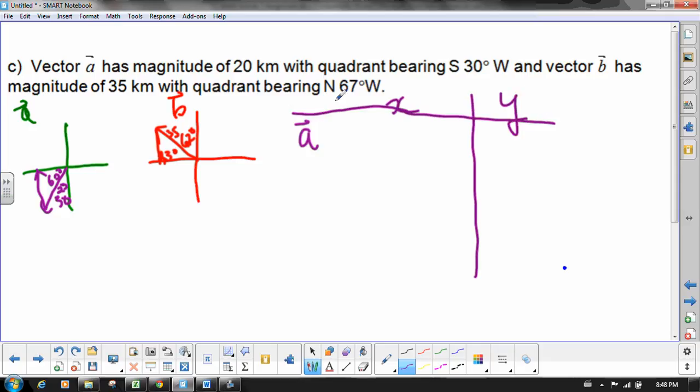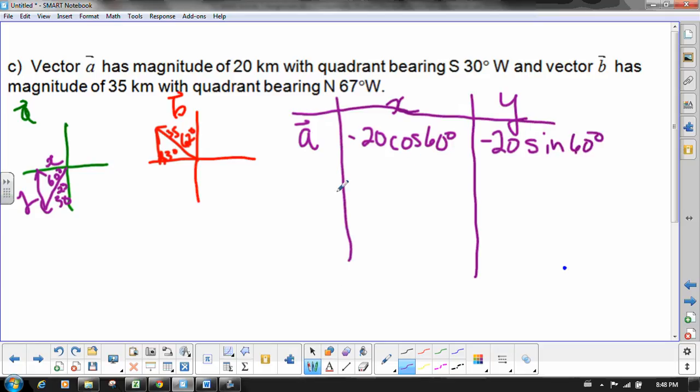So for vector A, I'm going to have an x component and a y component. Let's pretend that's straight. All right, so the x component is right here. I know that cosine is going to give me the adjacent, and I know that it's going to be negative right there, so I'm going to have negative 20 cosine of 60 degrees. The y component is going to be down here, and the y component is going to be sine, and that's going to be negative 20 sine of 60 degrees.